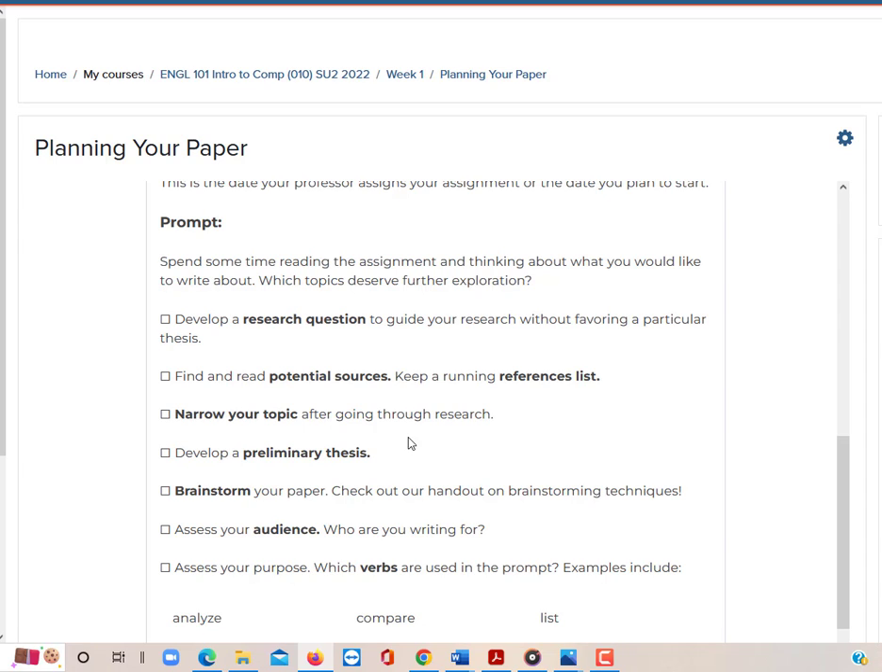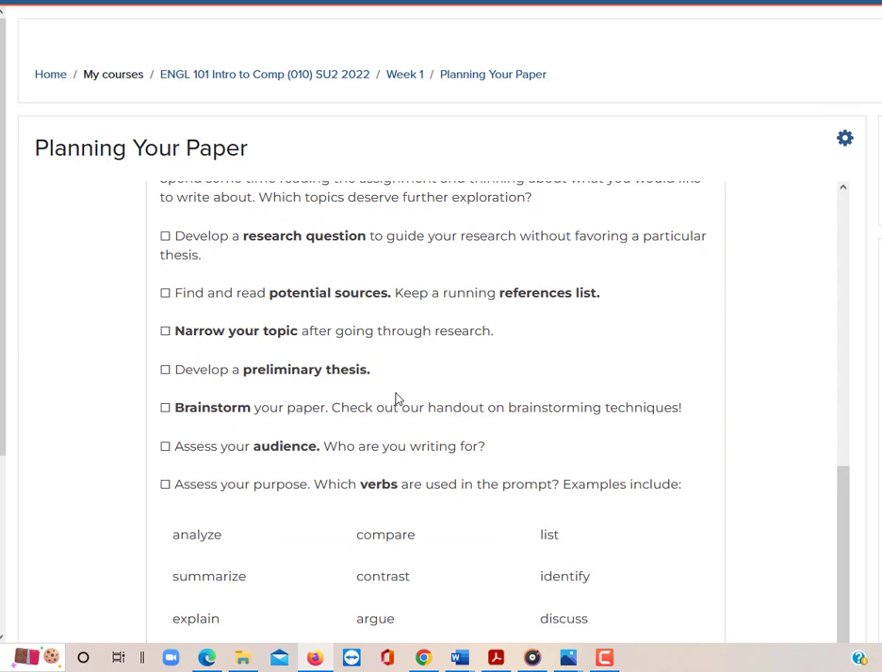Next, you narrow your topic, where you develop your preliminary thesis. And remember that your thesis statement states the main idea of your essay. Brainstorm. In other words, you write down all your thoughts without even thinking about grammar, about what it is you want to write about. You can draw a mind map, which you put into the central circle, the main idea, and then the outer circles would be your body paragraphs.